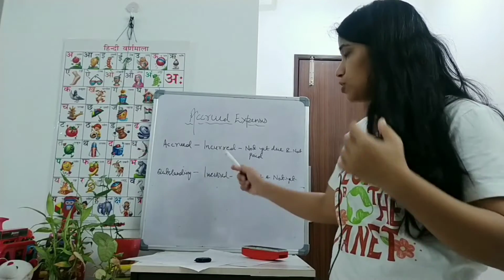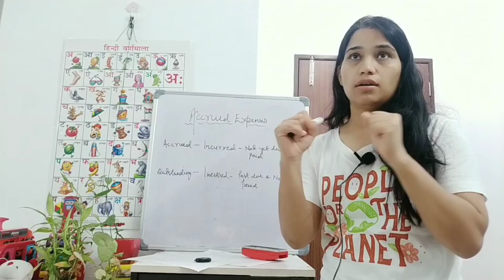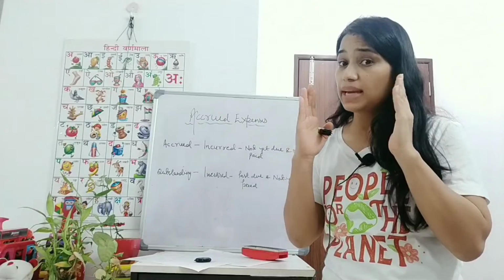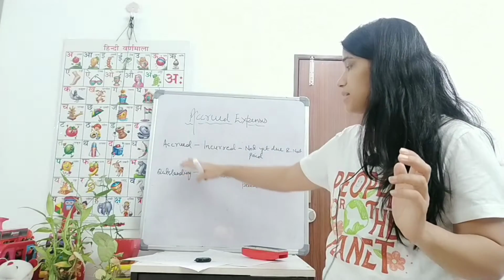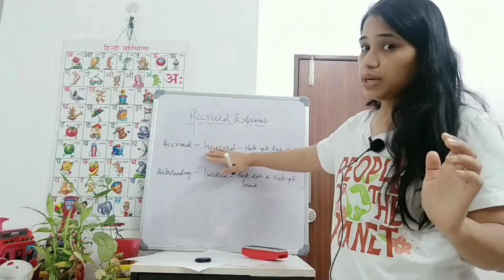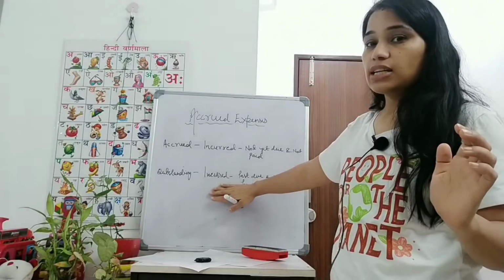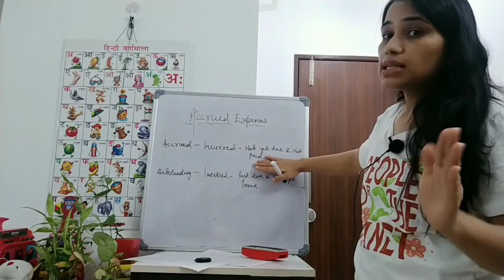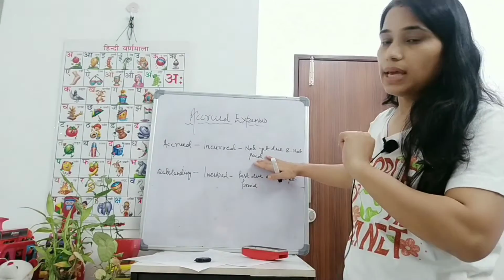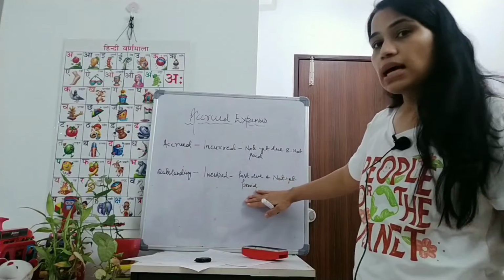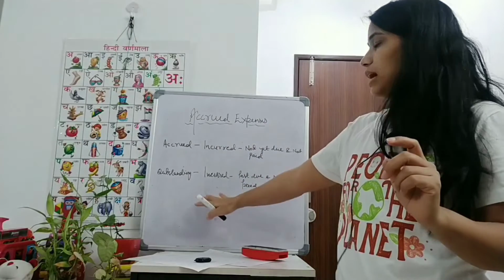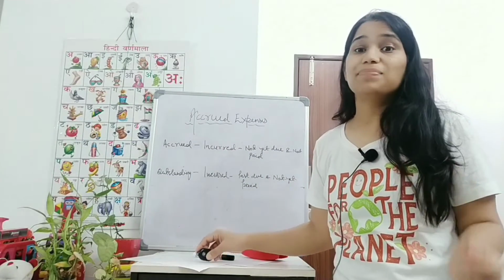So the main reason, or the main difference, between accrued expense and outstanding expense is that both are incurred. Accrued expenses are already incurred, outstanding expenses are incurred. Accrued expenses are neither paid by the company nor still due to pay, but outstanding expenses are due but not paid by the company. Accrued expenses are not due, outstanding expenses are due but not paid by the company.